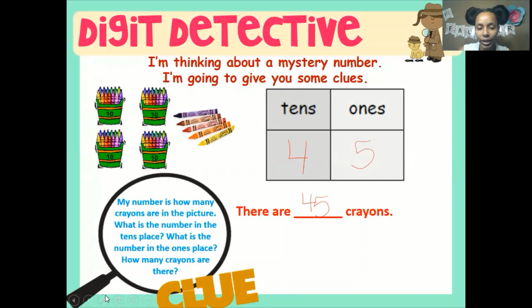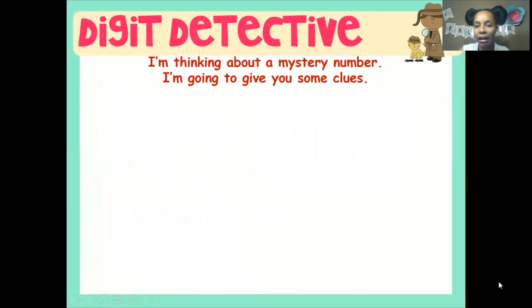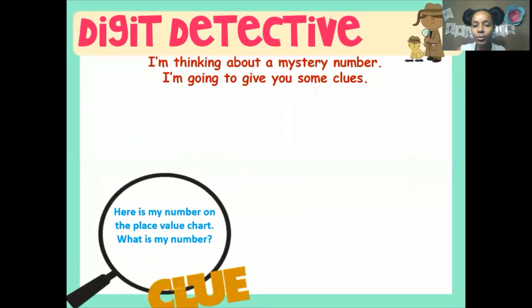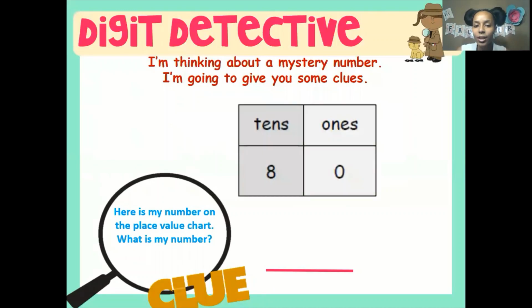Are you ready to play Digit Detective? All right, let's try one more practice just to make sure you got it. This time, I want you to do this one with me. Here's my clue. Here is the number on a place value chart. What is my number? You got it. The number is 80. Okay, I think you're ready for the game.